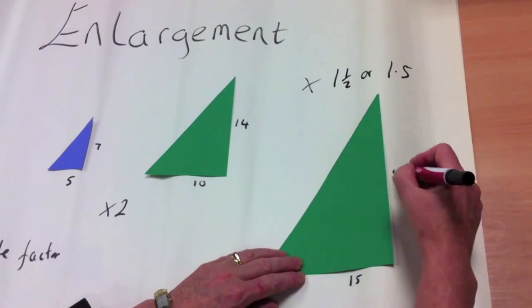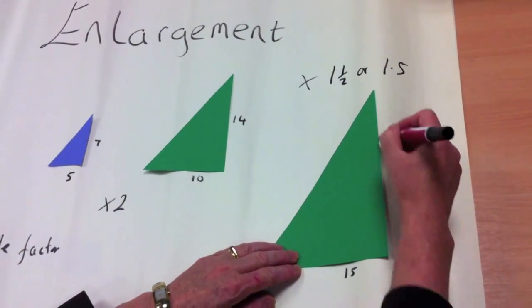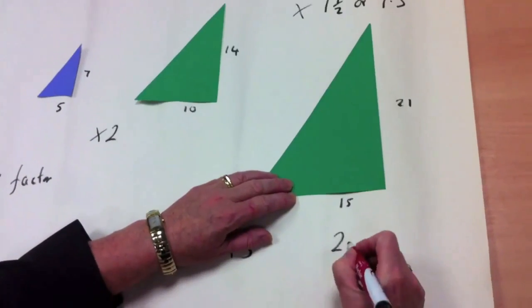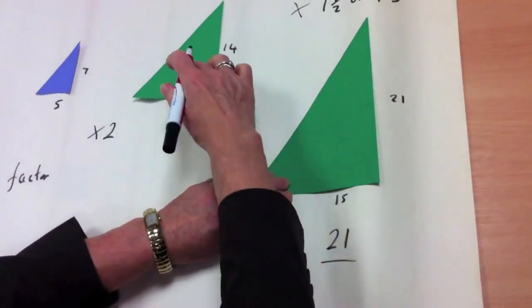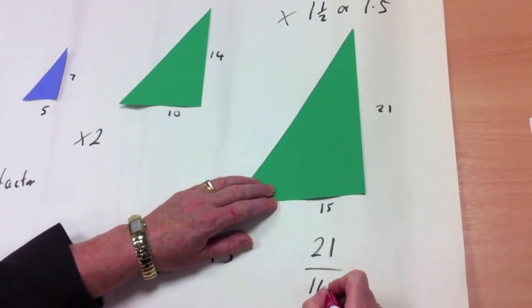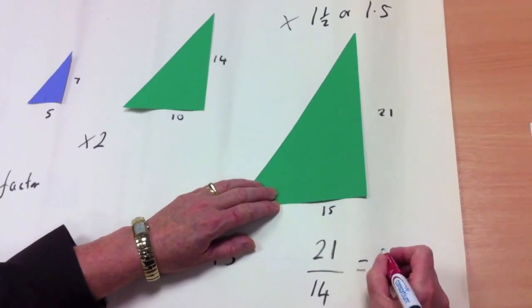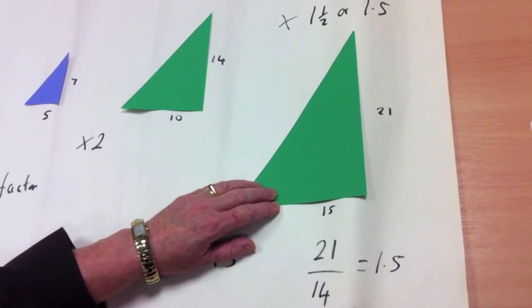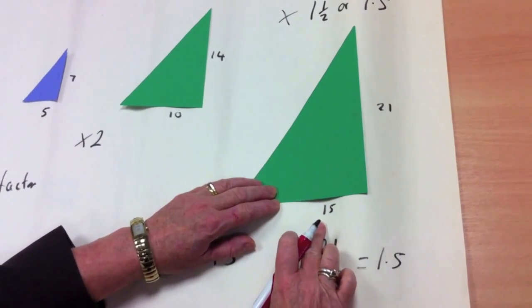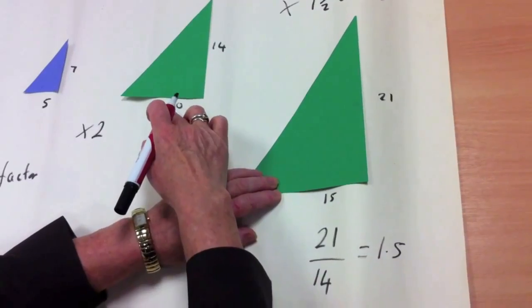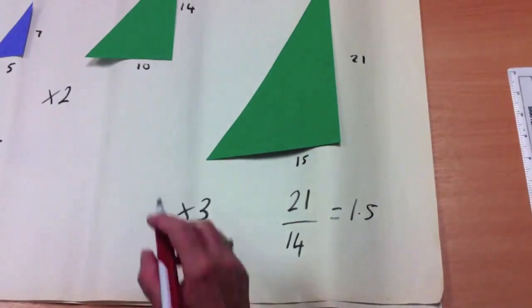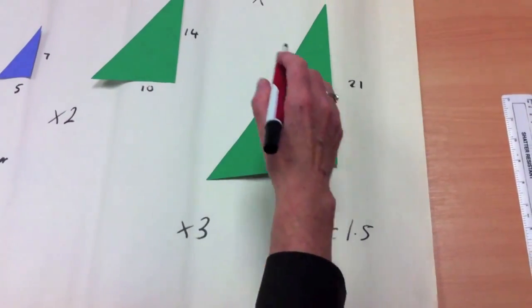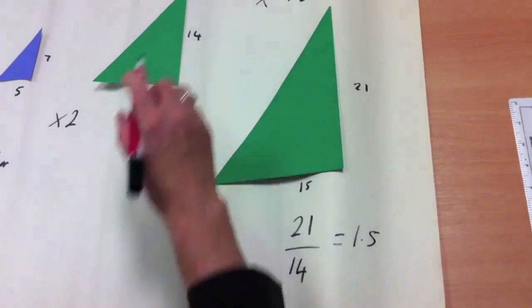Well, I take my new shape, my second shape, 21, and I divide it by the original. In this case, this was my original shape, by 14, and my answer is 1.5. Similarly, if I took 15 and divided it by 10, my answer would be 1.5. So from this one to this one, the scale factor is 1.5.